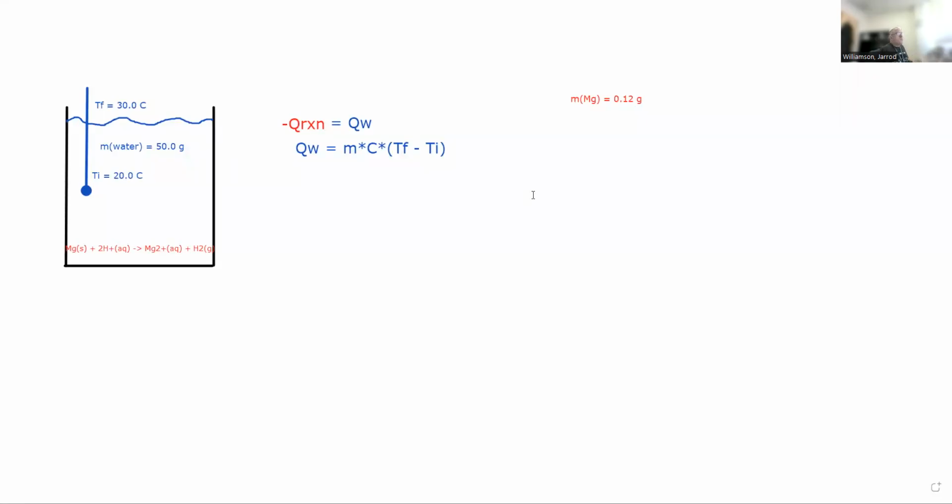I'm going to go over determining the enthalpy of reaction for the reaction of solid magnesium with hydrochloric acid to produce magnesium ion and hydrogen gas via constant pressure calorimetry.